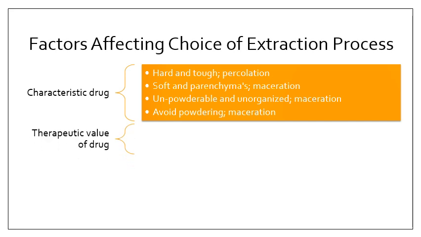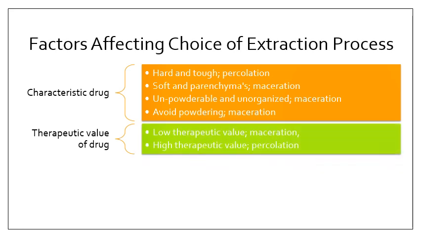Next we have the therapeutic value of the drug. The process of extraction will depend upon the therapeutic value of the drug. For example, if the drug is of low therapeutic value, we will go for the maceration. Even if we are extracting less amount of the active constituent from the drug, no problem. However, if the therapeutic value of the drug is very high and we want to take out every bit of the drug from the plant, we will go for the percolation.